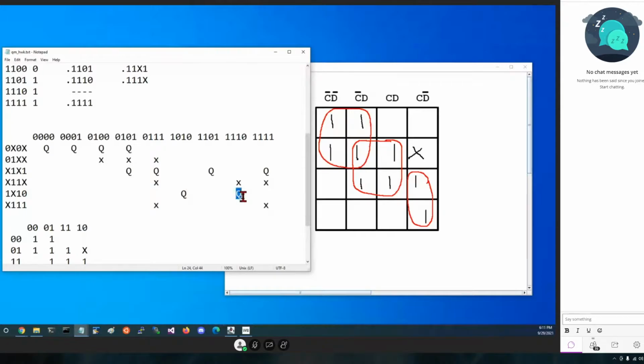As we look down the rows, we happen to have a guy that covers him. So I changed all the X's to Q's for the ones that we're actually needing. So the 3 terms we need are this guy, and that guy. So 2 terms, 2 terms, and 3 terms.